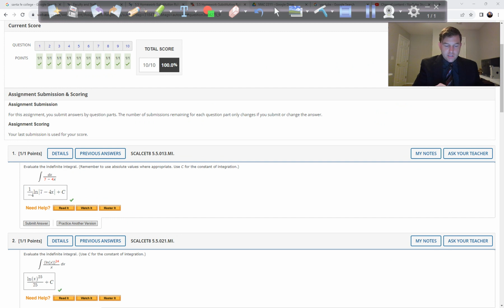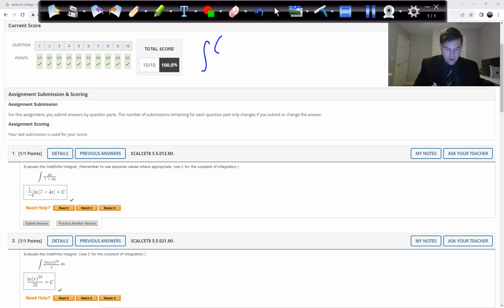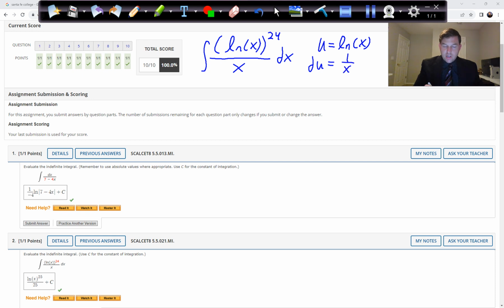And it does take a little practice to decide what you should substitute. So we have the indefinite integral of the quantity natural log of x raised to the 24 all over x times dx. Oftentimes what you're looking for is you're looking to pick a function whose derivative will equal what's left over. So in this case, if I pick u to equal natural log of x, you may recall that the derivative of this u would be 1 over x. And this x in the denominator is really 1 over x. So the derivative is accounting for that x term down there.